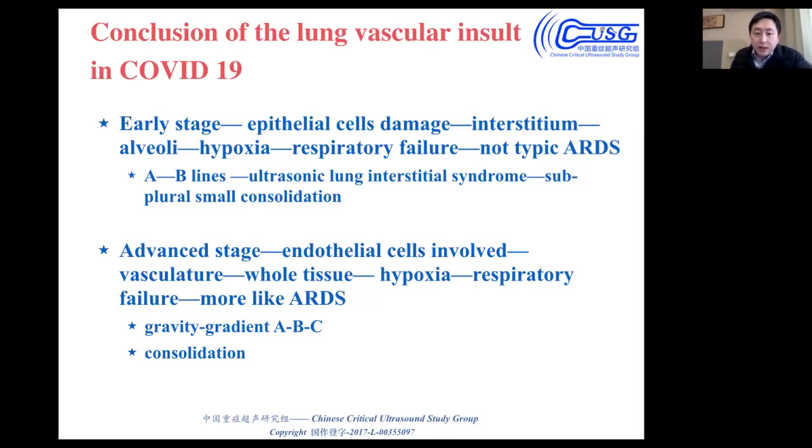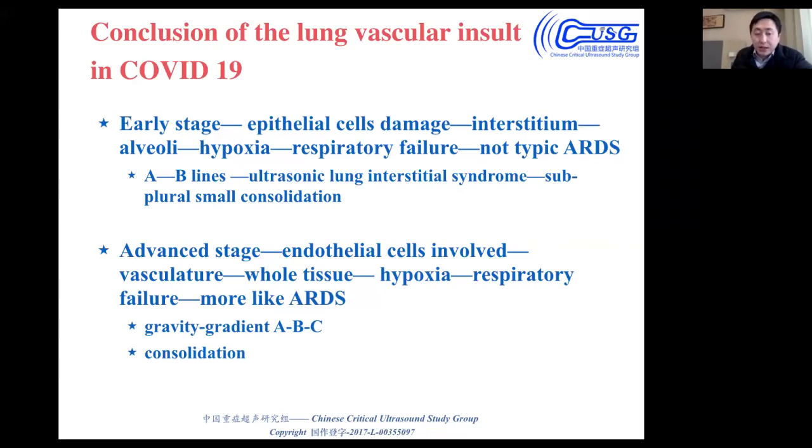And in the advanced stage, or the later stage, as the endothelial cells are involved and the vasculature is broken, the whole tissue of the lung is damaged. So, besides the hypoxia, the fluid leaks out more and more, and the patient is more like ARDS.